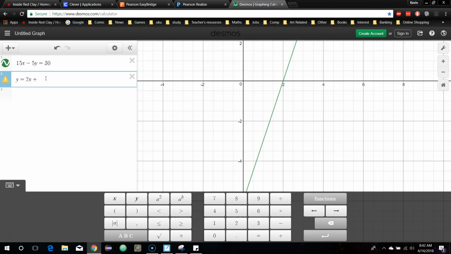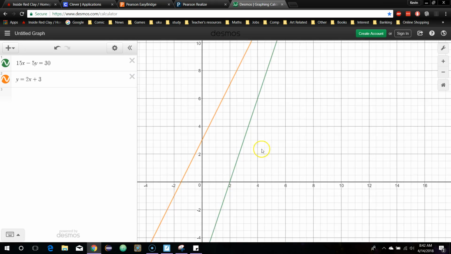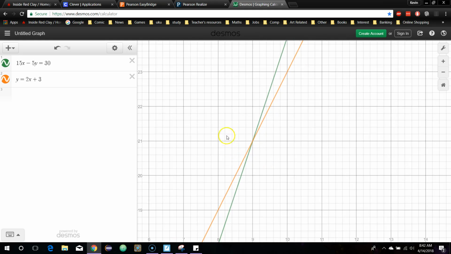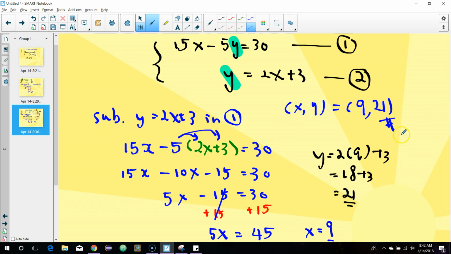Plus 3. Okay, now this we have to zoom out quite a bit, I guess. Okay, find out where they meet. So zoom in after that and then click on it. Okay, so 9, 21. Correct? 9, 21. There you go. It's correct. So graphing is going to be the way to check your answer.